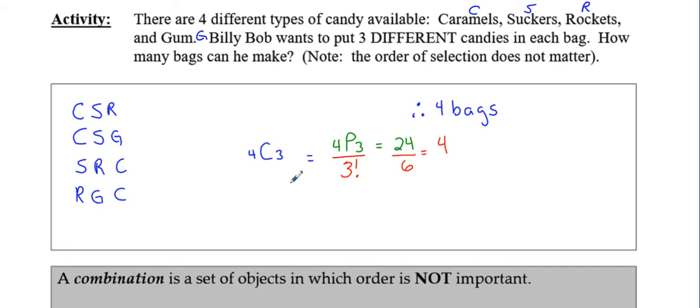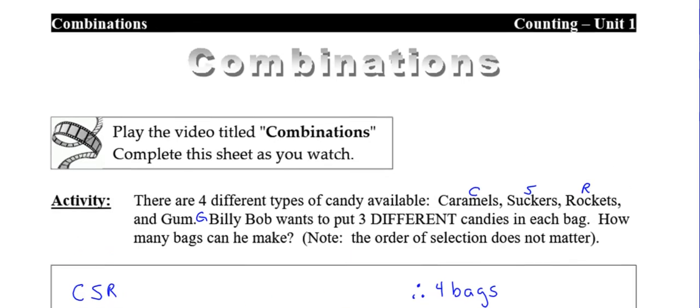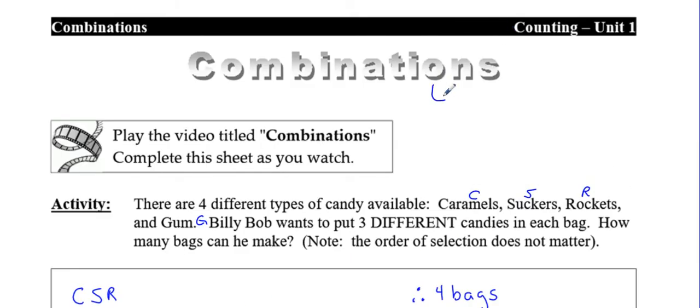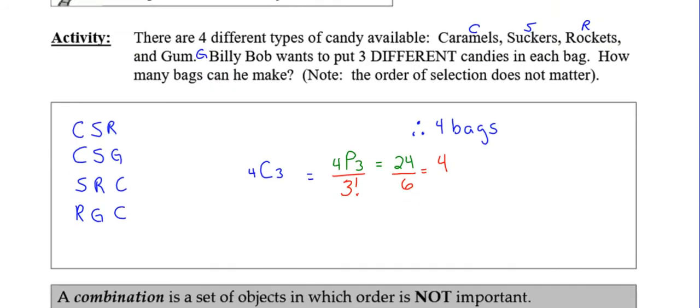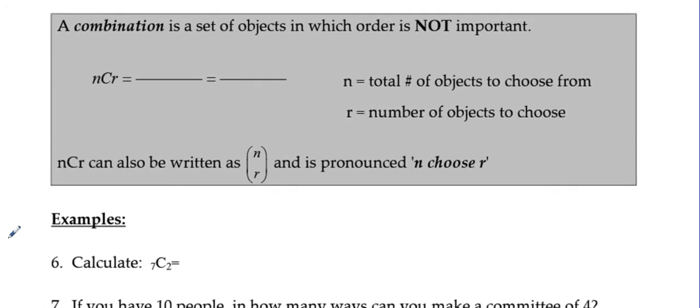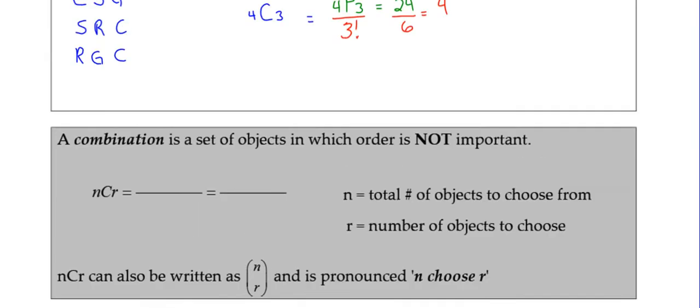So what we're working on today is using combinations instead of permutations. With a combination, it's not an arrangement, it's a grouping. So what makes the difference is, in this case, the order doesn't matter, whereas with permutations, which we've been working on, the order did matter. So a combination is a set of objects in which the order is not important.